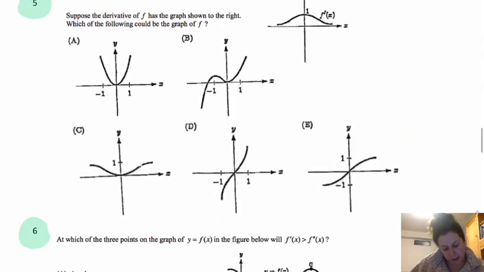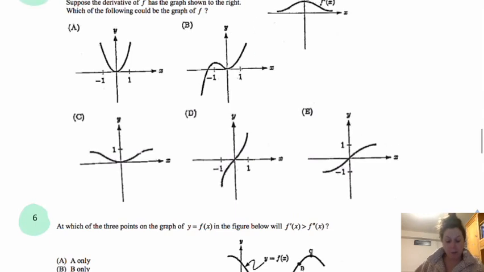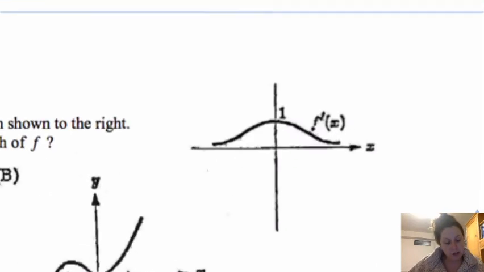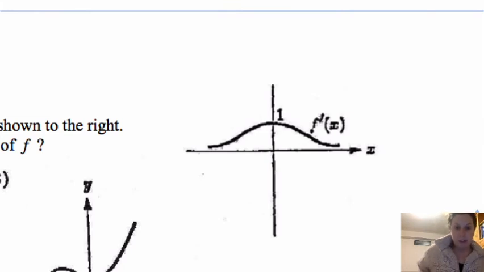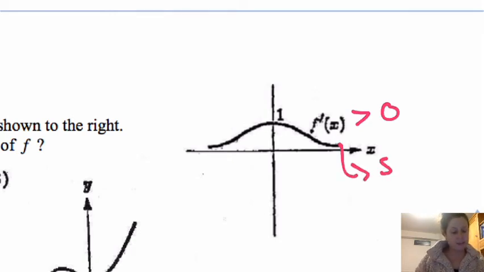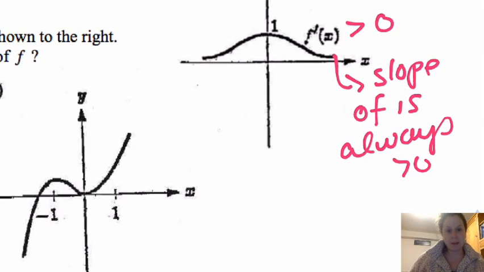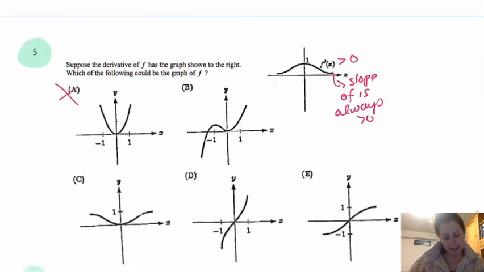And the one I wanted to look at next was 5. So 5 says we've got this graph of f prime, which could be the graph of f. This takes a lot of thought. This one's a little bit more critical thinking. So f prime, let's see what we notice. F prime here is always greater than 0, right? Which tells me that the slope of f is always greater than 0. That's what f prime is, right? So A has a negative slope there.